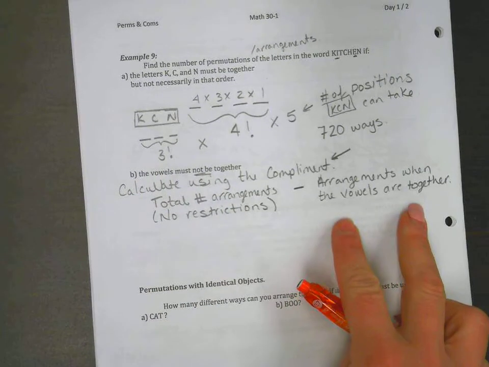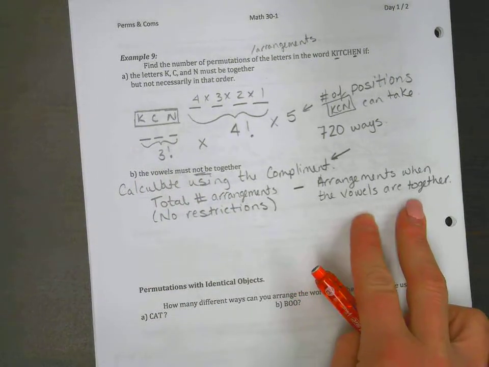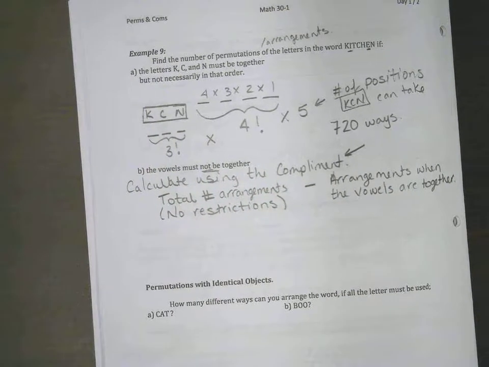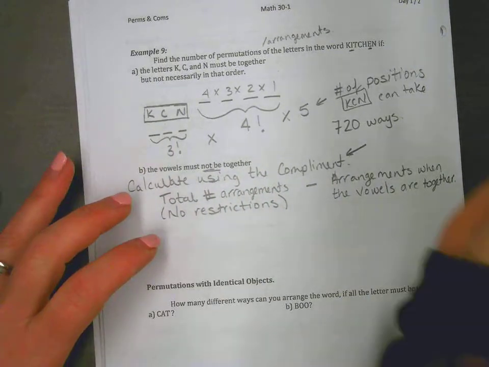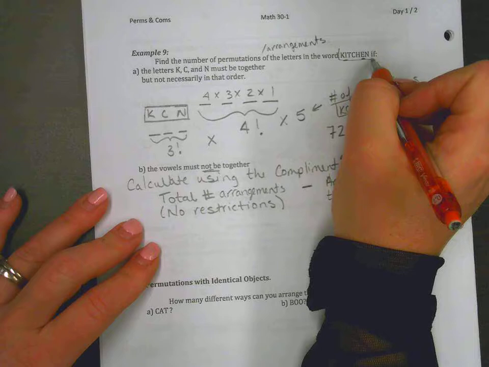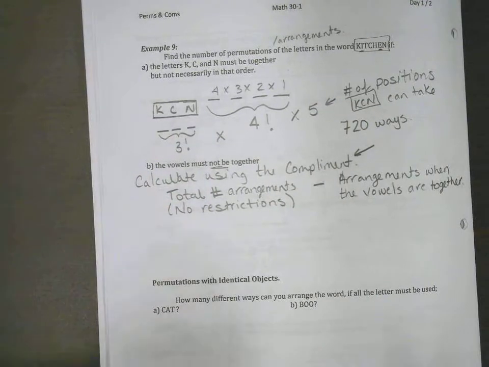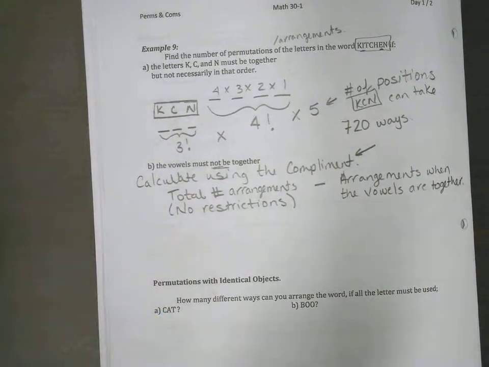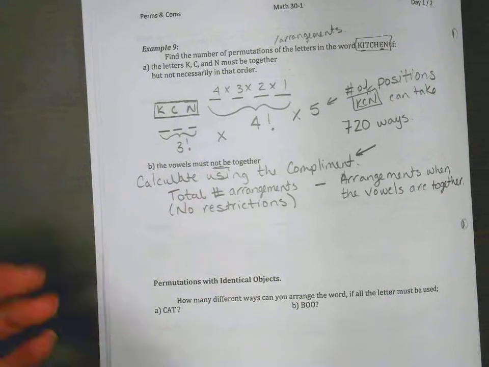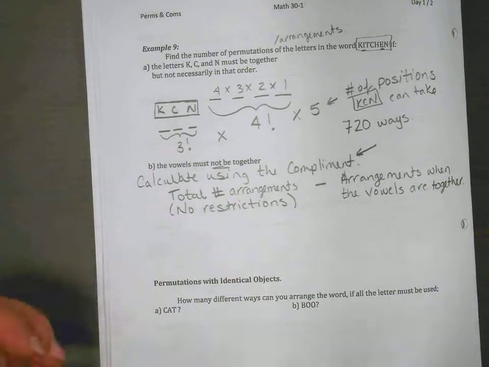So the total number of arrangements to arrange the word kitchen, again, these are like Scrabble tiles in a bag. How many possibilities do I have for the first letter to pull? There's 7 letters to pull for the first, times 6, times 5, and so on. So the total number of ways to arrange the word kitchen would just be 7 factorial.